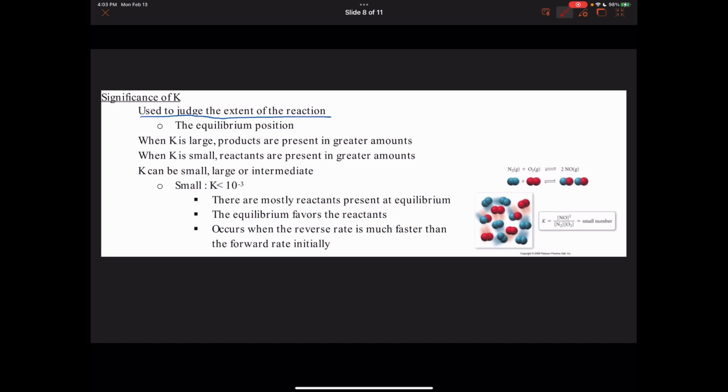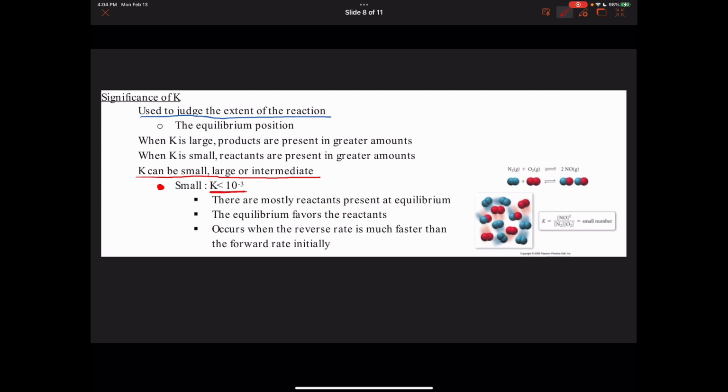When K is large, that means products are present in greater amounts. So we kind of mentioned this conceptually already. When K is small, reactants are present in greater amounts. So when we talk about K, K can be small, intermediate, or large. And so we'll first take a look at a small K here. K is small when it is less than 10 to the negative third.